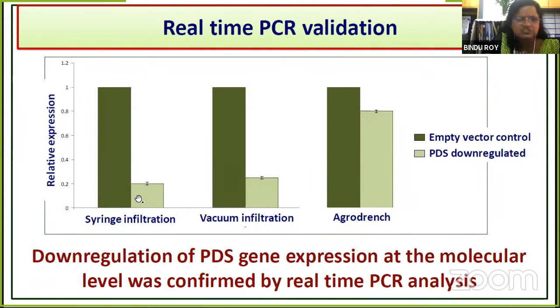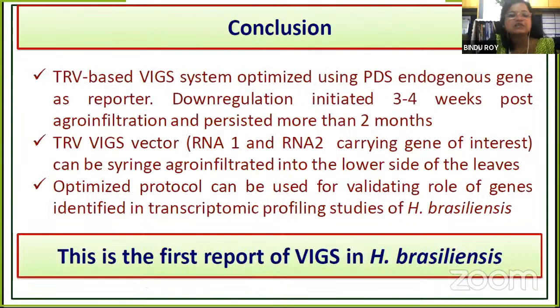And here it is very much evident that in both syringe infiltration and vacuum infiltration, there is downregulation of the PDS gene expression. So to conclude, the TRV-based system was optimized using the PDS endogenous gene as reporter, and downregulation initiated 3 to 4 weeks post-agro infiltration and persisted for more than 2 months. And the TRV vector carrying the gene of interest can be syringe agro-infiltrated into the lower side of the leaves. And the optimized protocol can be used for validating the role of genes identified in the genomic profile study.